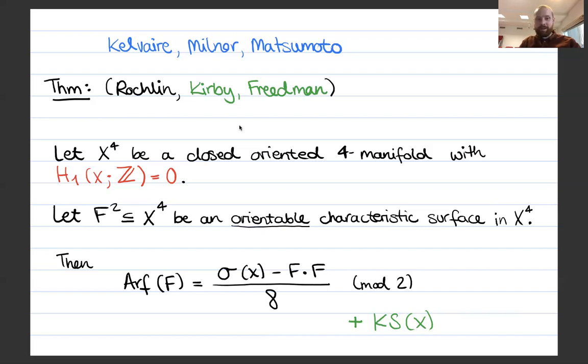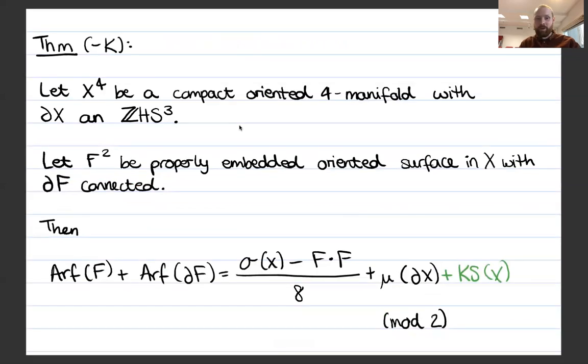And our aim will be to discuss a certain generalization of this, where X is allowed to have boundary and where F is properly embedded in X. The case we'll start with is leaving these orientability conditions, and we'll insist that F have connected boundary. So this is where we're going. So the hypothesis will be that X is a compact oriented four-manifold with integral homology sphere boundary, and F is a properly embedded oriented surface in X with a connected boundary.